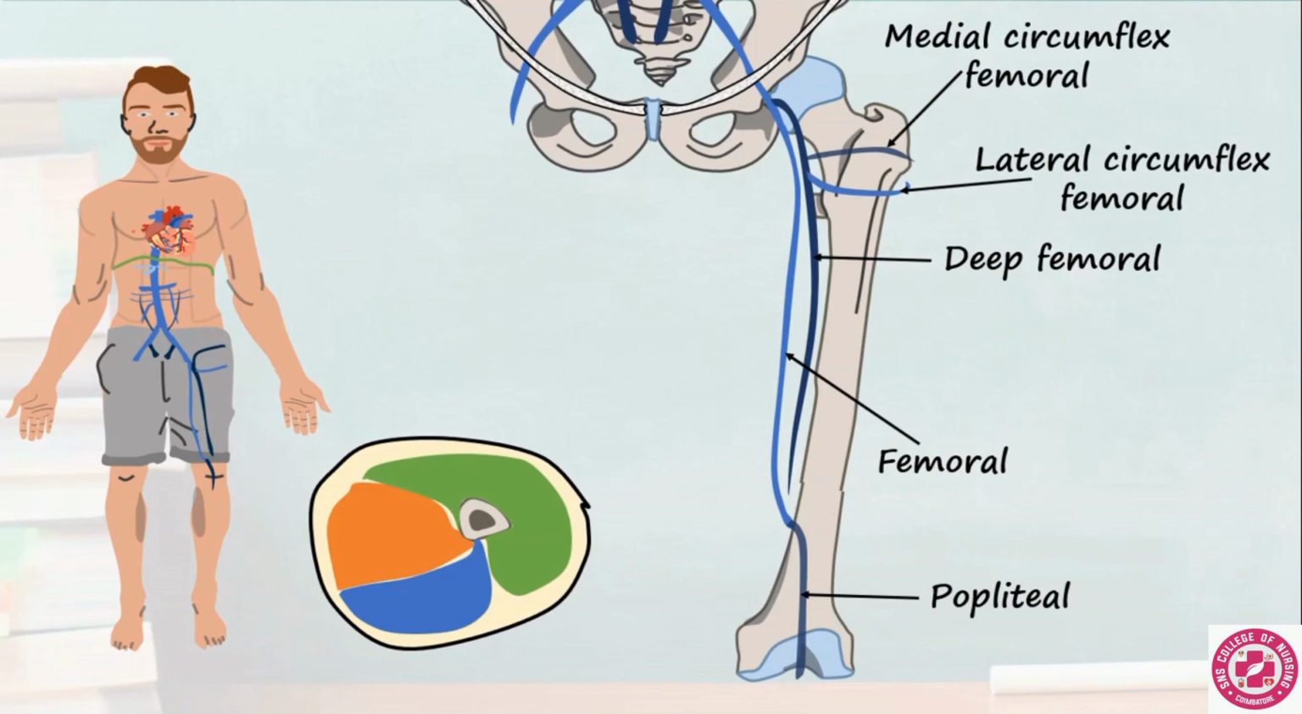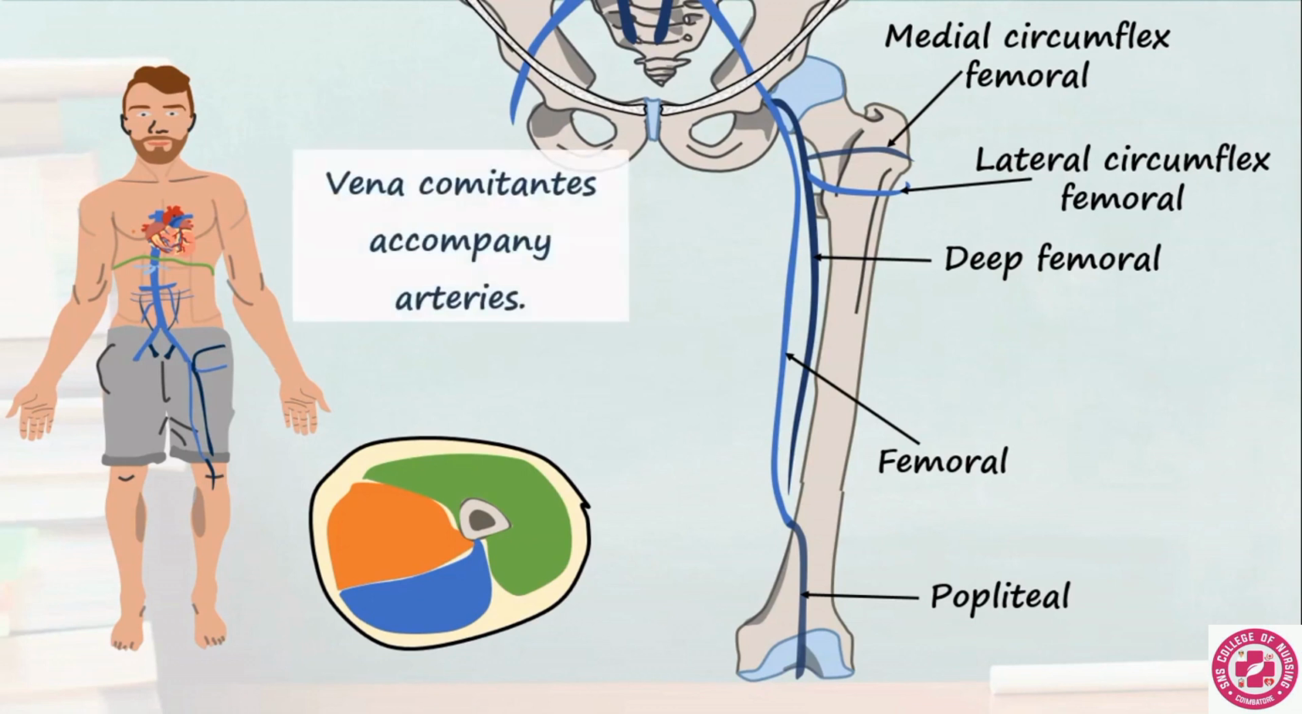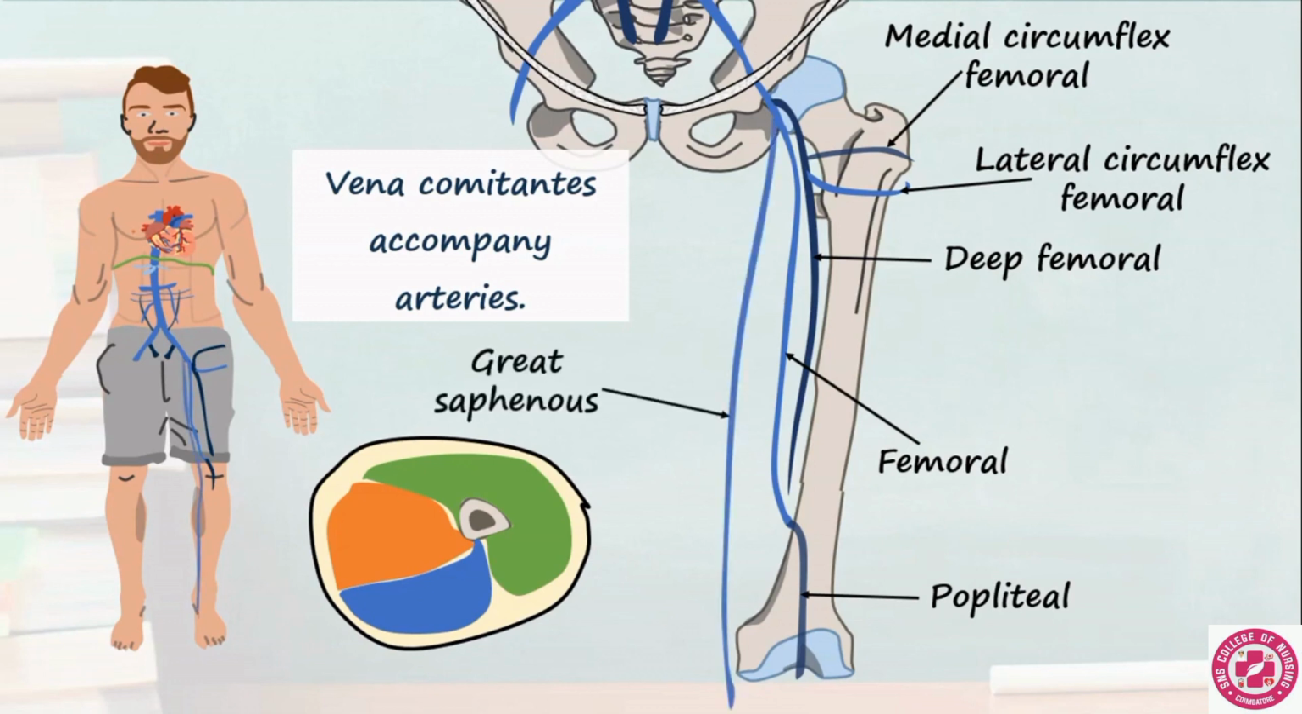Okay, what we've discussed so far are called vena comitantes, which are veins that accompany arteries. In addition to these, the body also has a number of more superficial veins that are independent to the arteries. In the thigh, these are the great saphenous, which drains into the femoral vein, and the femoral cutaneous, which drains into the upper part of the great saphenous.